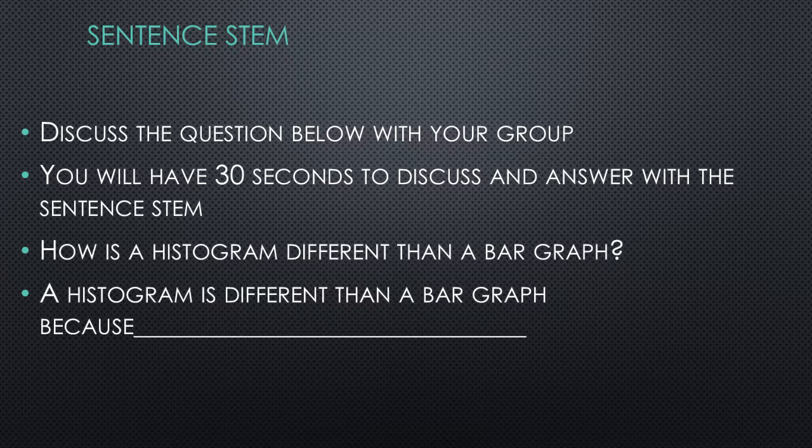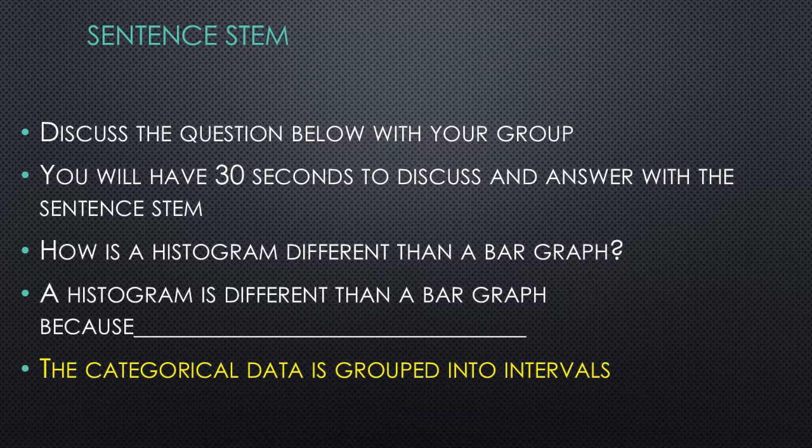Okay, time's up. I'm going to roll my die and group 6, what is your answer? Okay, very good. Here's the answer I came up with. A histogram is different than a bar graph because the numerical data is grouped into intervals.